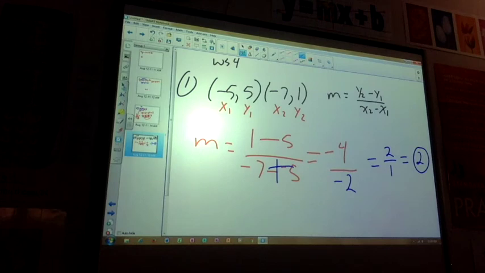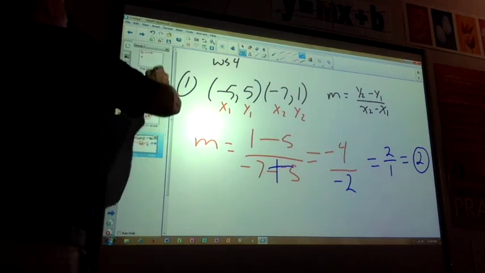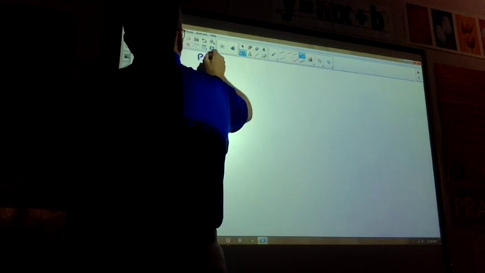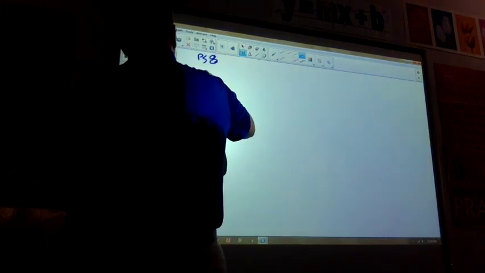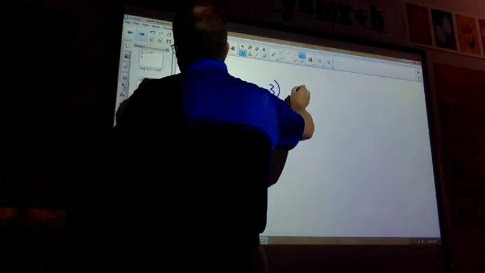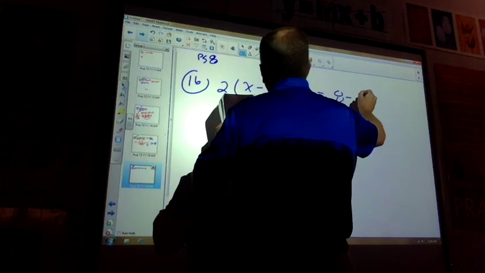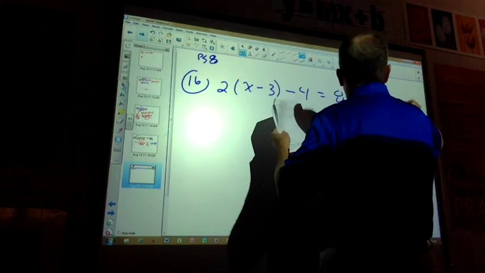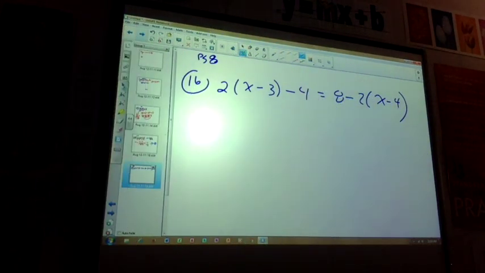316? Thank you. It's on page 8, number 16. So 2 quantity x minus 3 minus 4 equals 8 minus 2 quantity x minus 4. Okay. We don't have any variables in the denominator, so we don't have to think about anything silly happening.